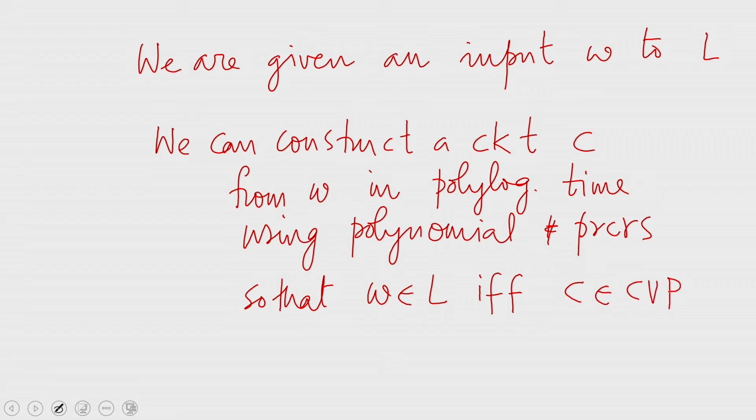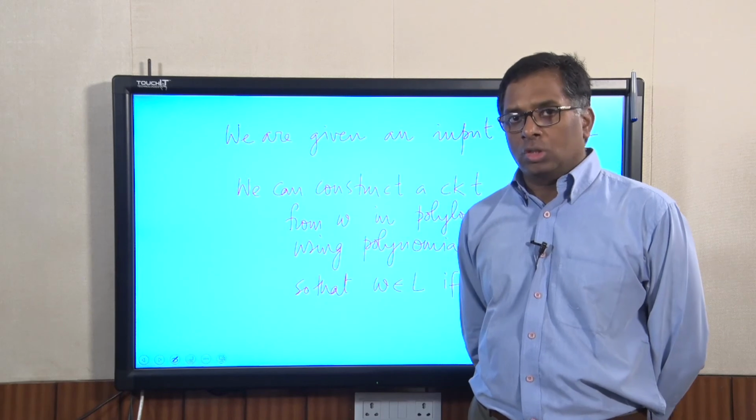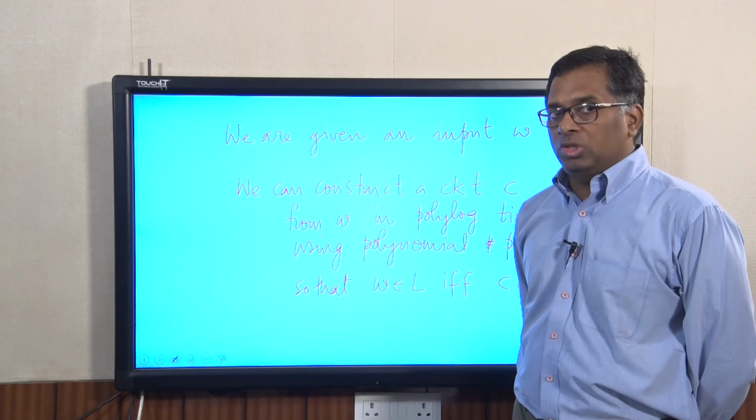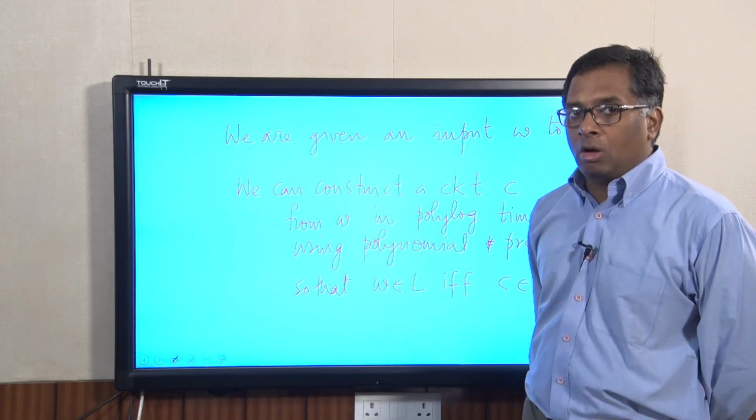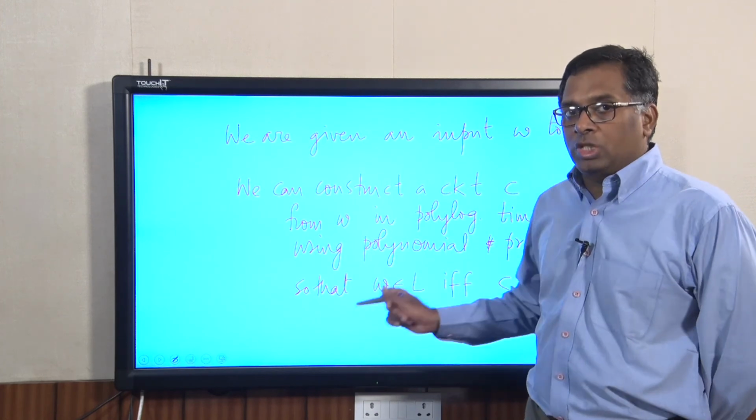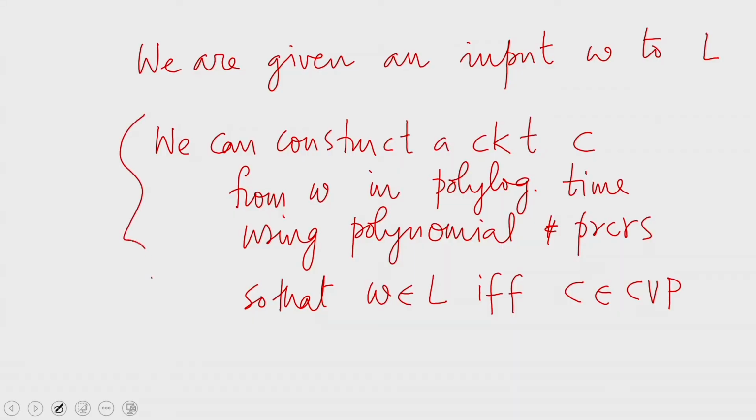So, what we are going to show is that given an arbitrary language L and an arbitrary input W to L, we can construct a circuit C from W in polylogarithmic time using a polynomial number of processors, so that W will belong to L if and only if C will belong to CVP. Therefore, if we have an algorithm for checking membership in CVP, then that algorithm can be used for checking membership of W in L. This is what we need to show to establish that CVP is P complete for NC reductions. So, how do we do this?